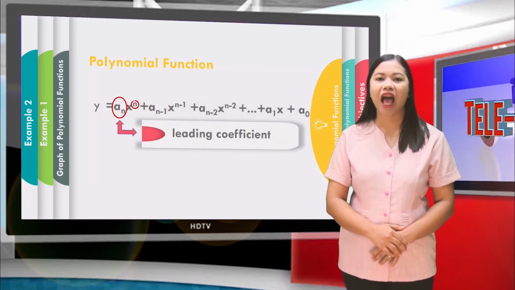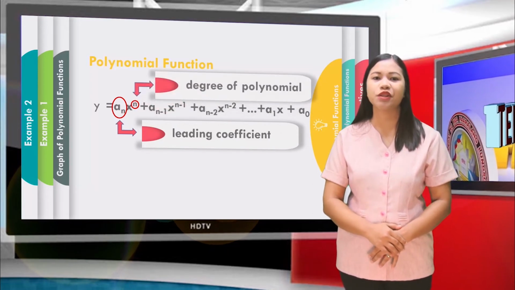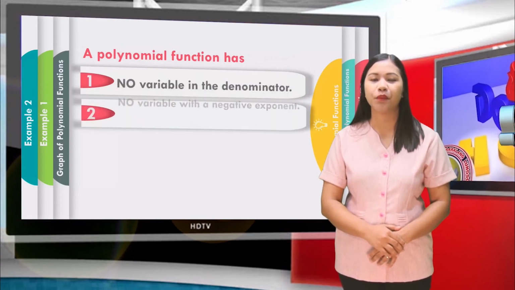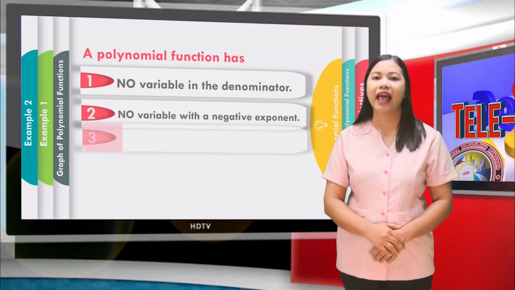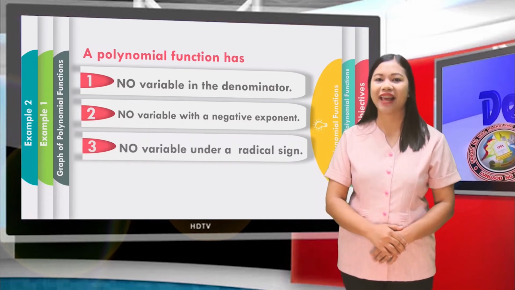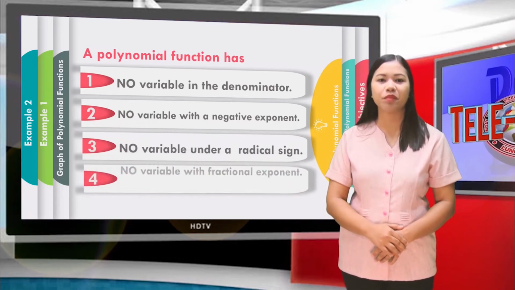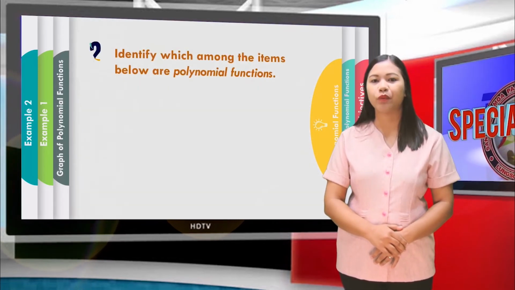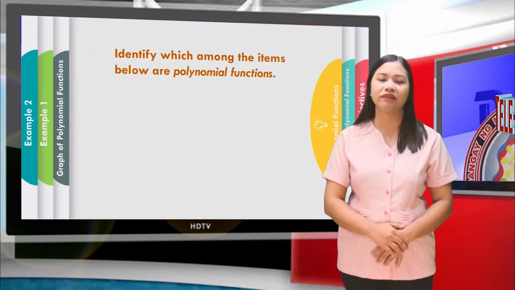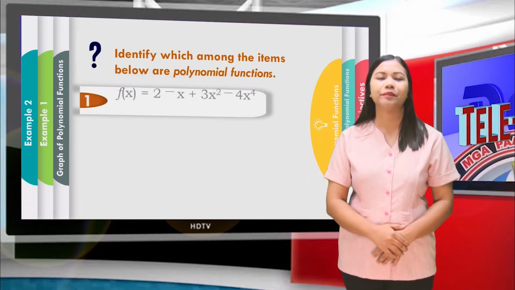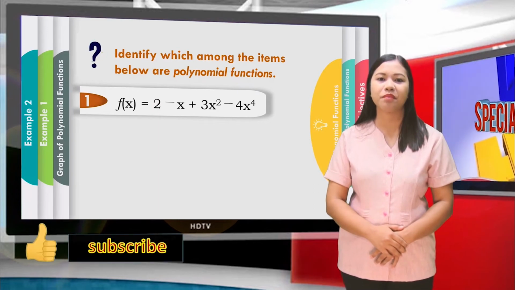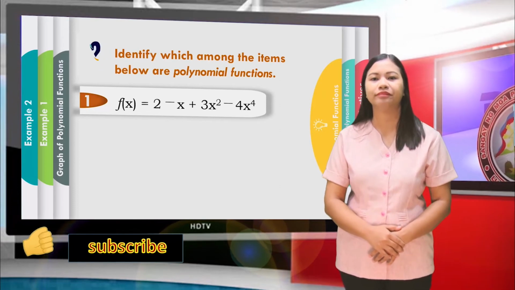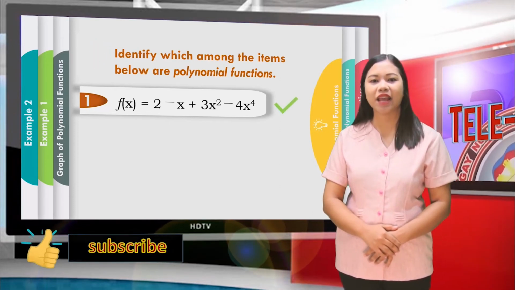Take note that a polynomial function has no variable in the denominator, has no variable with a negative exponent, has no variable under a radical sign, has no variable with fractional exponent. Now let us identify which among the items below are polynomial functions. Number 1, f of x equals 2 minus x plus 3x squared minus 4x raised to 4. Yes, it is a polynomial function.